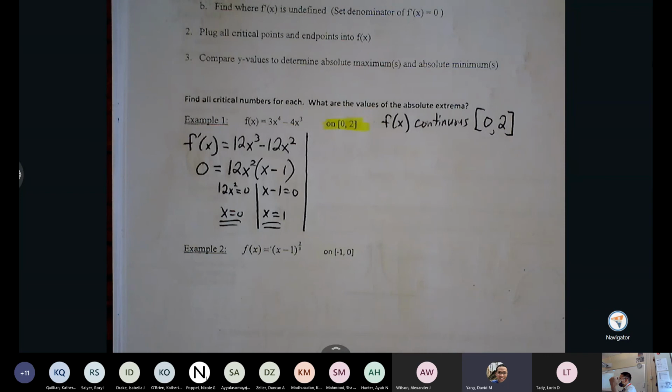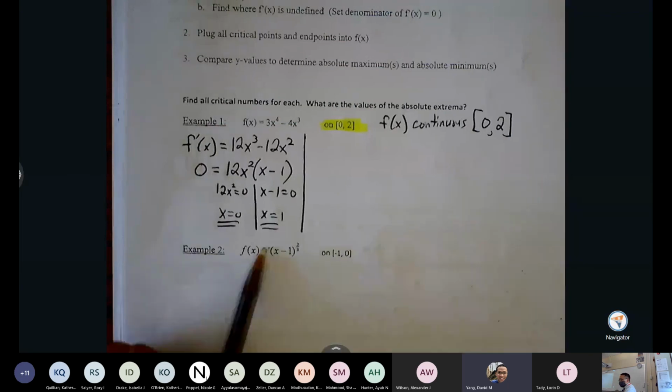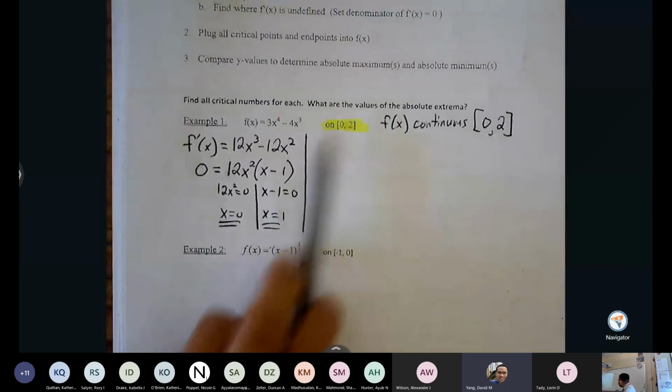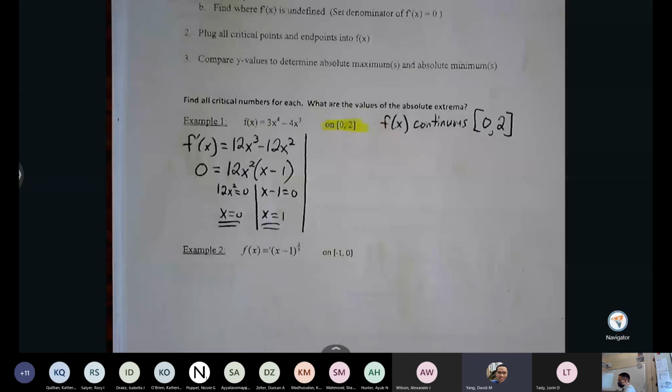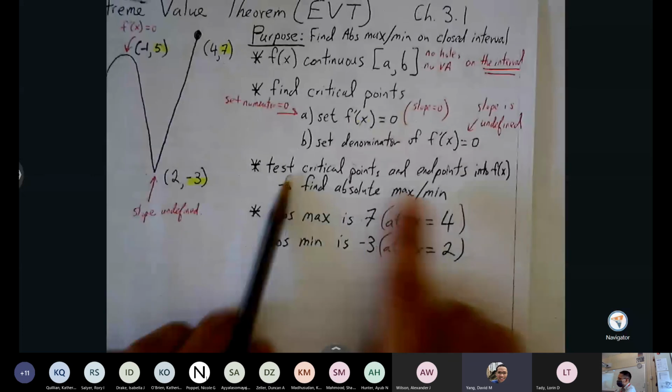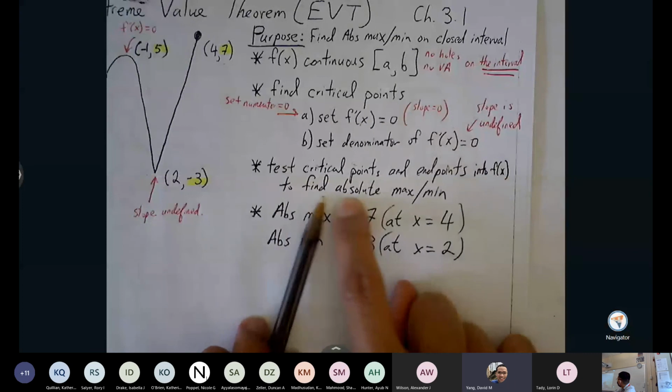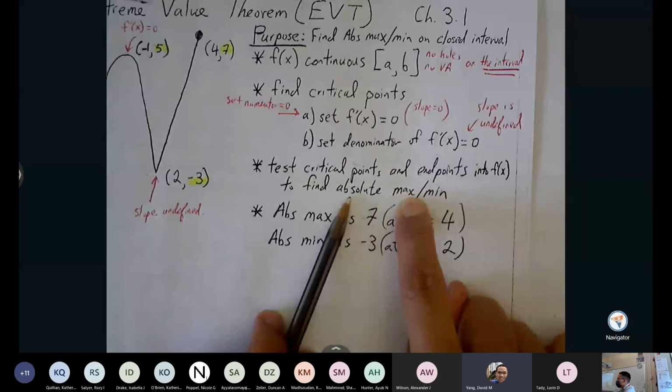Same thing with IVT, right? We may find critical values that are outside, and we don't use them. We only care about the interval. Anything outside the endpoints is not part of our problem. But 1 is safe, right? 1 is nicely between 0 and 2. So we'll test our endpoints and we'll test 1. So this is our next step. We're going to plug the critical points into the original function and then compare their y values. Highest y value is your absolute max. Lowest y value is your absolute min.